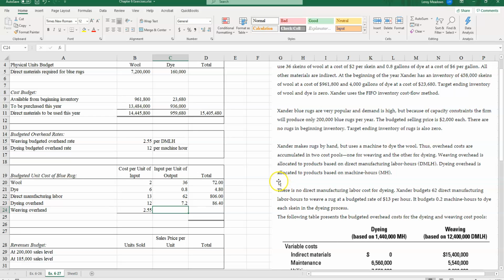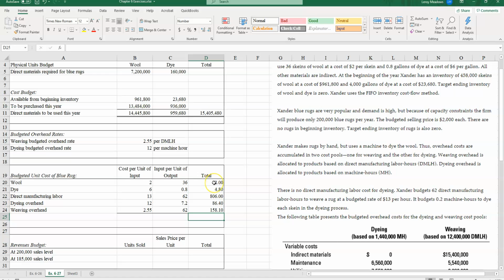How many direct manufacturing labor hours does it take to weave a rug? Well, we just computed it up here, 62. So 62 hours to weave each rug. So when I take 62 hours of direct manufacturing labor hours, multiply that by $2.55 of overhead from the weaving department, I'm going to get overhead of $158.10.